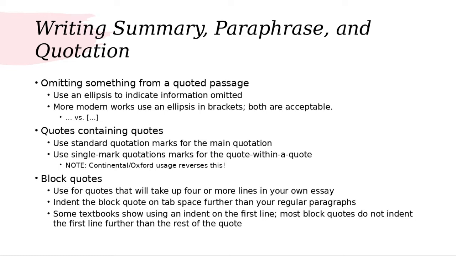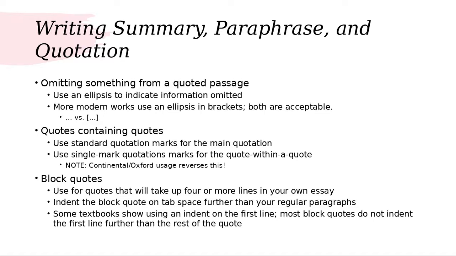If you're omitting something from a quoted passage, use an ellipsis to indicate that something has been taken out to try to shorten the quote so that it fits better within your text. More modern works use an ellipsis in brackets, but either way you can do it, however you feel comfortable with. If you have quotes containing quotes, use standard quotation marks for the main quotation and use single quotation marks for the quote within a quote.